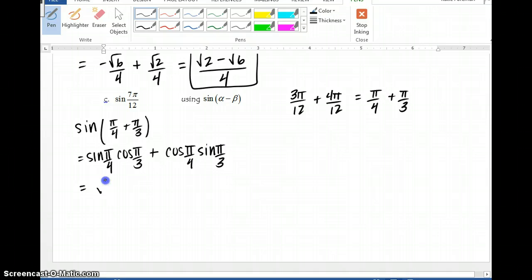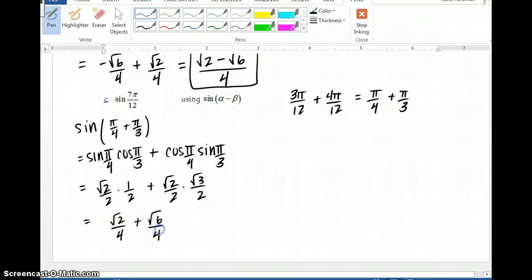Determining the exact values, square root of 2 over 2 times a half plus square root of 2 over 2 times square root of 3 over 2. Top times top, bottom times bottom. Top times top, bottom times bottom. So my exact value, just write the final answer as one fraction. Square root of 2 plus square root of 6 all over 4.